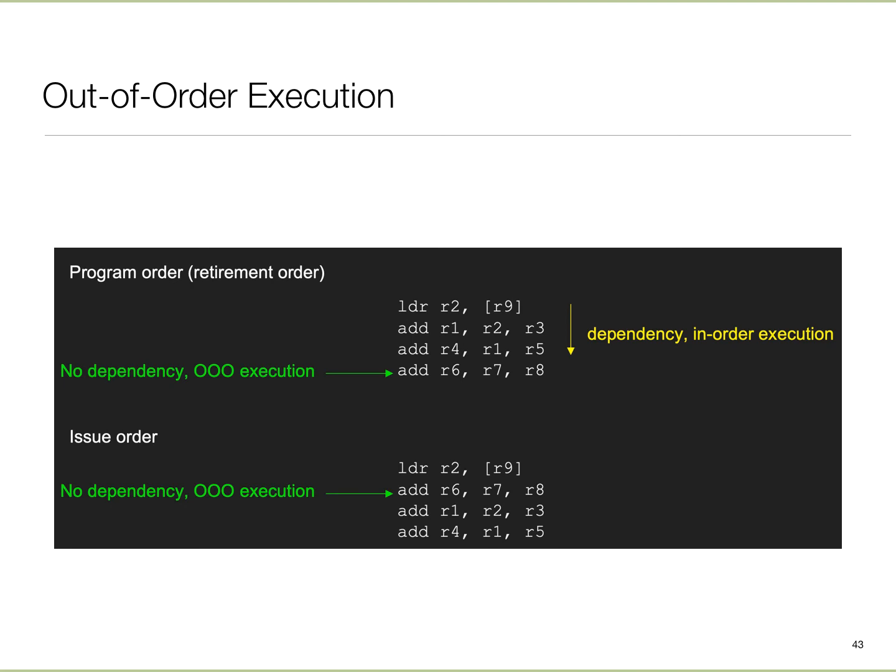Okay, so let's look at out of order execution. Let's imagine I have this code sequence. It says load register R2 using R9 as address. So the first instruction is taking the memory pointed to by R9, loading it into R2. The next instruction says add R2 and R3 and puts it into R1. The third instruction says add R1 and R5, put it into R4. So you can see the third instruction needs R1, the second instruction produces R1, so there is a dependency there. And the final instruction says add R6, R7, R8.